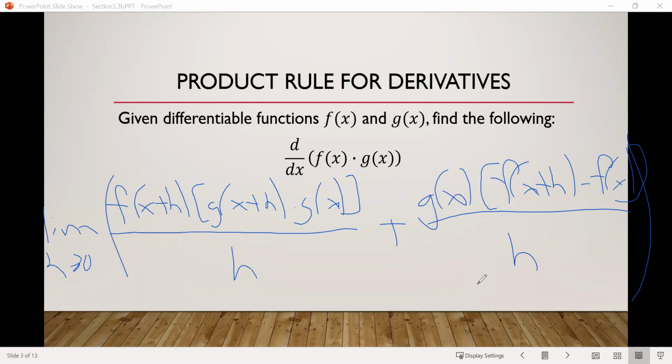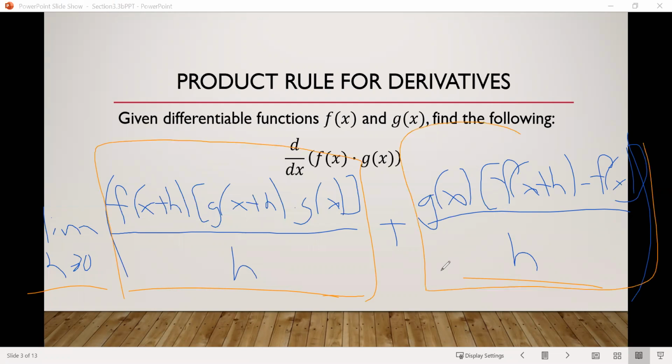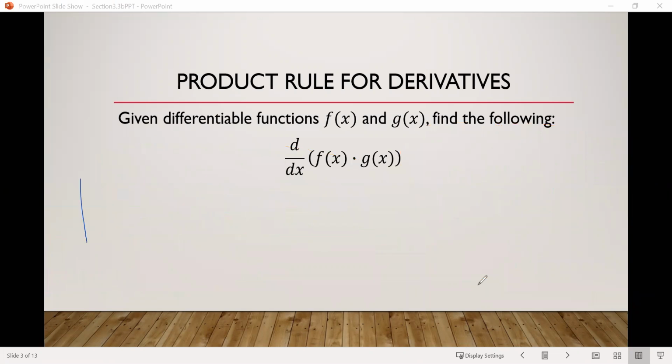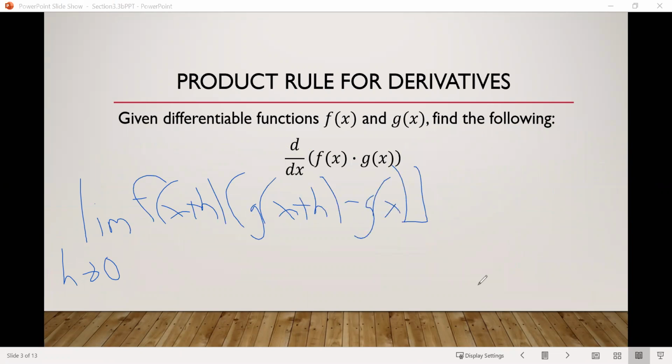And notice that we're taking the limit of these two fractions being added together. And if you remember from our limit rules, that allows us to break this into two pieces. So we can make just a limit here and take just a limit here. So let's look at the limit of the first part. So if you look at just the limit as h approaches 0 of f of x plus h times g of x plus h minus g of x all over h.